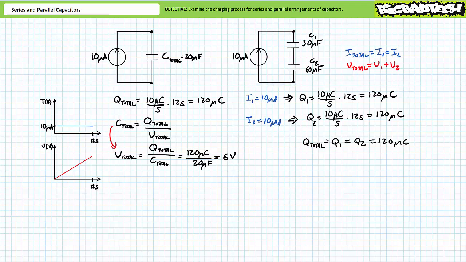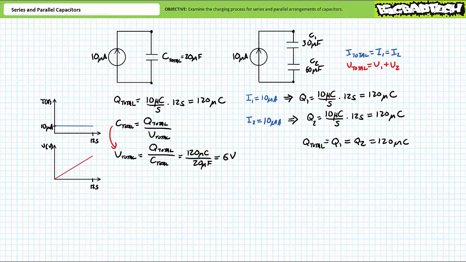This seems odd. Total charge is 120 microcoulombs, as is the charge delivered to C1 and the charge delivered to C2. In fact, this whole arrangement, at whatever angle you wish to look, has a total charge of 120 microcoulombs. This seems like total nonsense, because if each capacitor has 120 microcoulombs of charge, it would seem natural that the whole system has 120 microcoulombs plus 120 microcoulombs, but that is most assuredly not the case.